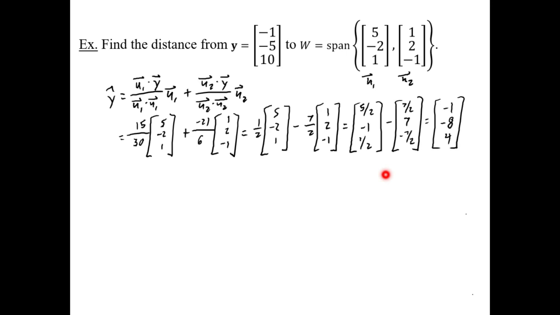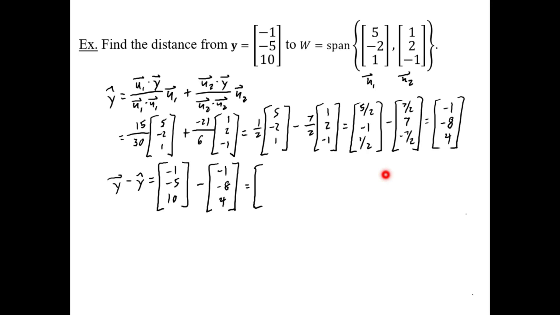Now I need to find the distance from y to that point. So y minus y hat. By the way, you can subtract these back the other direction, it doesn't matter. So y minus y hat is going to give me the vector (0, 3, 6).